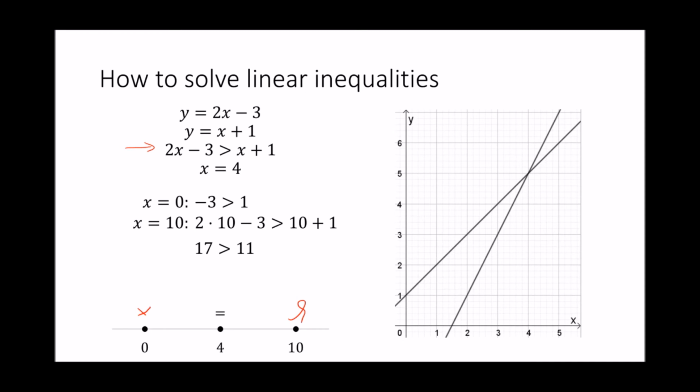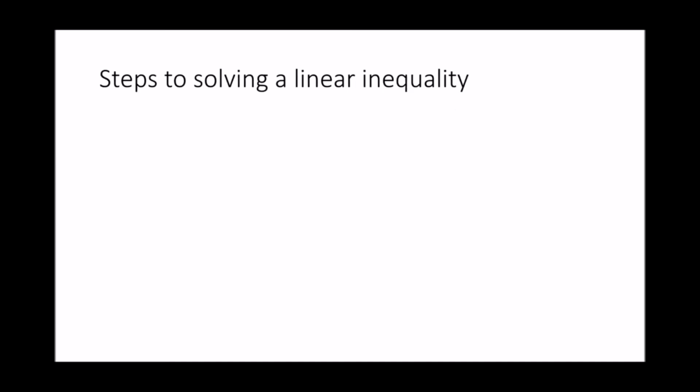So apparently, at 4 it is equal, and higher than that, our inequality is true. So our inequality holds for any x greater than 4. That is the final answer to our inequality. So to summarize, let's write down the steps to solving a linear inequality.